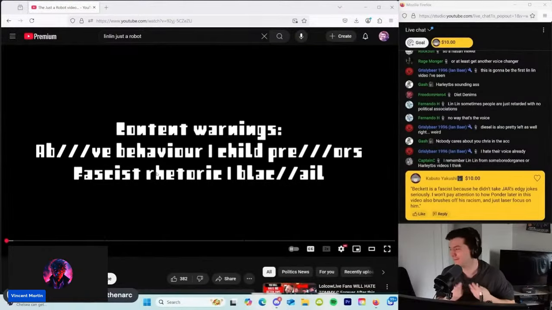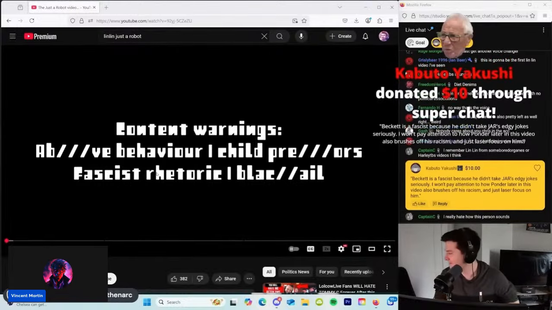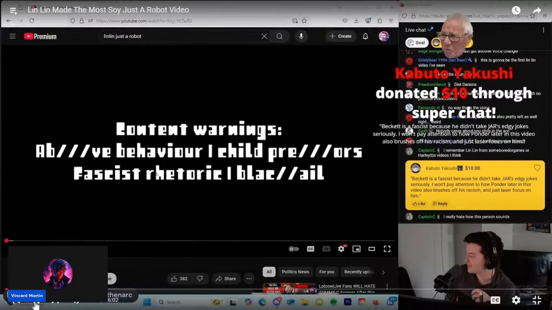So, whoa! Beckett is a fascist because he didn't take Jar's edgy. It's really weird how they're like, yeah, Jar. They don't actually say it, but they accept the implicit thing that Jar's rhetoric is fascist. But she turns it around on him and Beckett, and all of a sudden he's like, what did we do wrong? We were with you. We were on your side until you did this. Weird. It's just really weird.